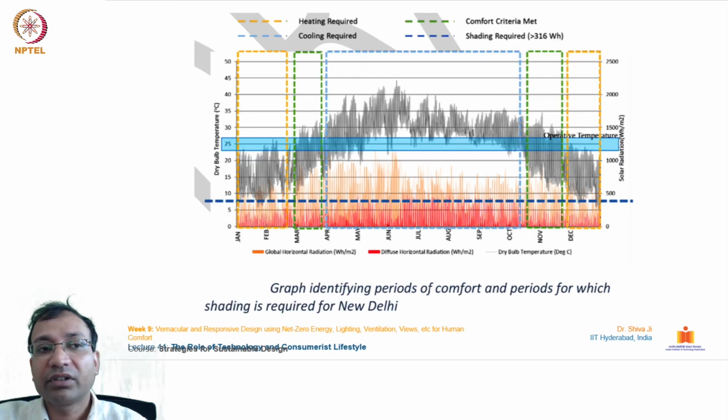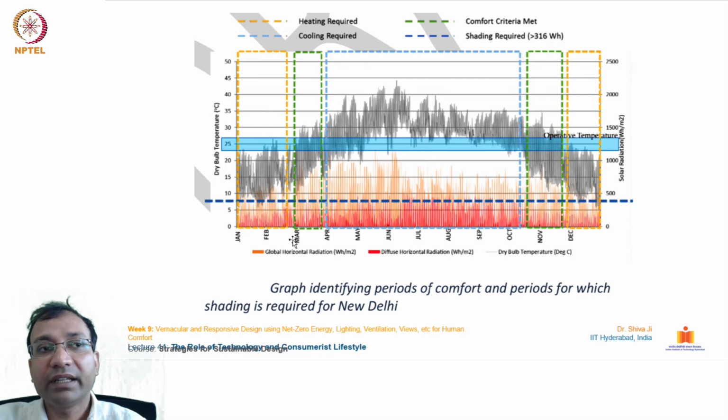Further, this is a graph identifying periods of comfort and periods for which shading is required for the city of New Delhi. You can see the temperature ranges are drawn on this axis, dry bulb temperature from 0 to 50, and on this scale we have the number of months, a total of 12 months, January to December. This side we have the solar radiation from 0 to 2500. You can see how the temperature keeps on increasing over these months. This is shown through these dotted lines.